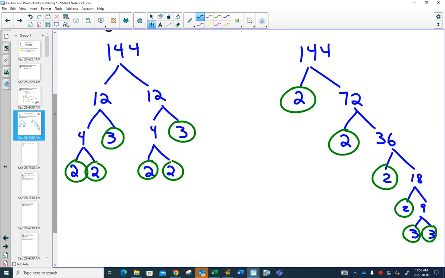Whichever method you use, we can now write the prime factorization of 144 from our factor tree. How many 2's are there? 4 of them. So we can write that as 2 to the 4 times, how many 3's are there? 3 squared. So the factor tree is a method for us to write out 144 as 2 to the 4 times 3 squared.